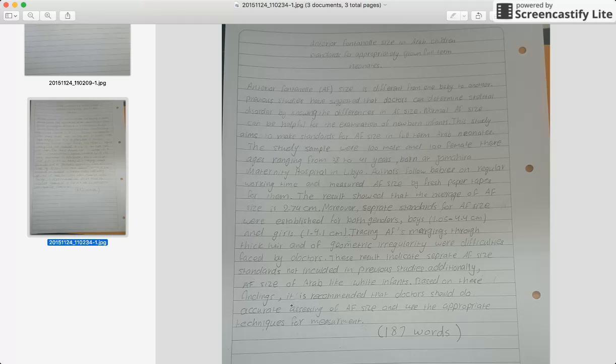Based on these findings, it is recommended doctors should do accurate assessment of AF size and use appropriate techniques. Okay, very good. This is all good, but you need to highlight the gender differences, and you need to have the number here. You'd lose probably 1 full mark for not having the correct results there. But other than that, very good.